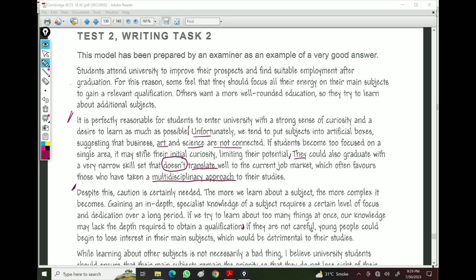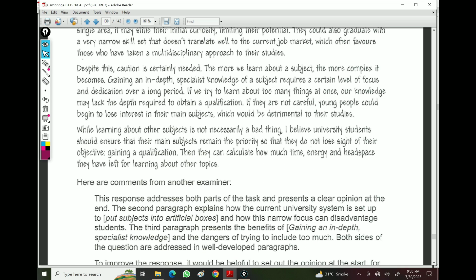If they are not careful, young people could begin to lose interest in their main subjects, which would be detrimental to their studies. So both sides have been discussed independently and the examiner has not given his or her opinion. Now we come towards the conclusion, the last paragraph.